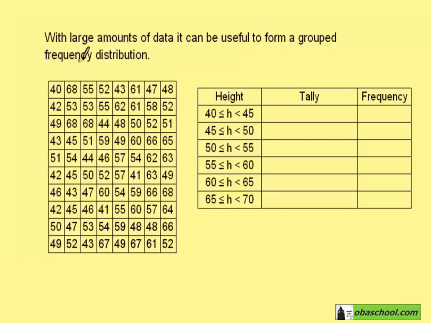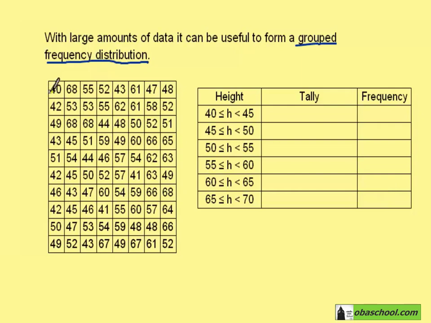When dealing with large amounts of data, it can be useful to form a grouped frequency distribution. We're going to look at an example here. Here we have a grouped tally chart and frequency table. Note how it's arranged in classes: 40 to 45, 45 to 50, 50 to 55, and so on. When fully calculated, the frequencies will go here.